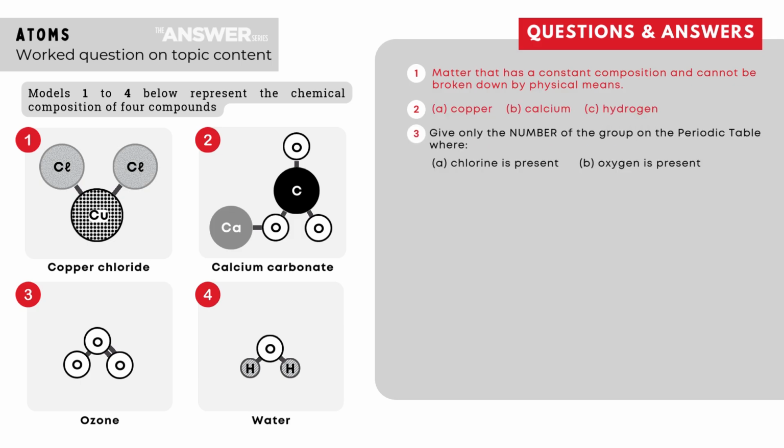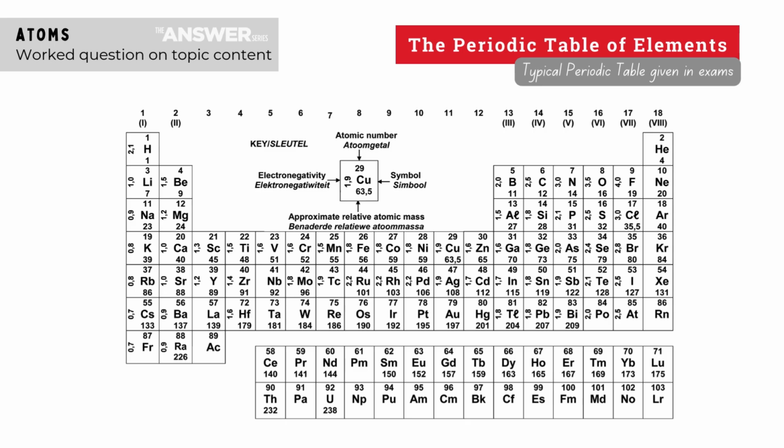Give only the number of the group on the periodic table where A, chlorine is present, and B, oxygen is present. So to answer this question, you would take the periodic table that you will always have handy with any exam. You are given a periodic table. Certain information on it will just not be available, like, for example, the names of the elements. You will only receive the abbreviations. So if you look at your periodic table, you'll go all the way down to group 17, and there you will find chlorine. And oxygen, you will see, is in the group next to it, number 16.